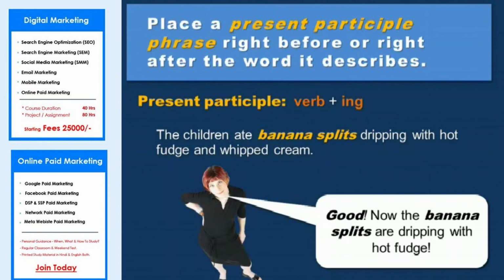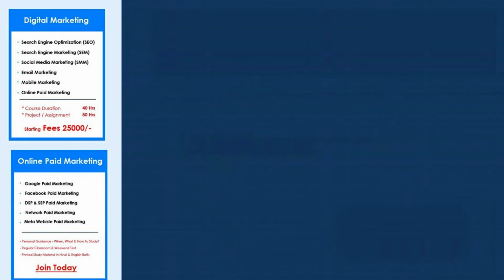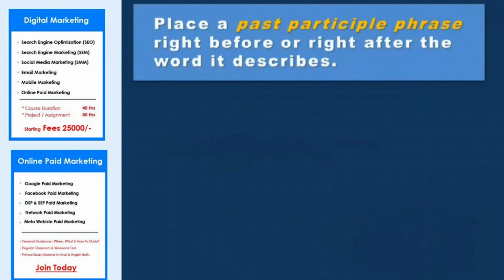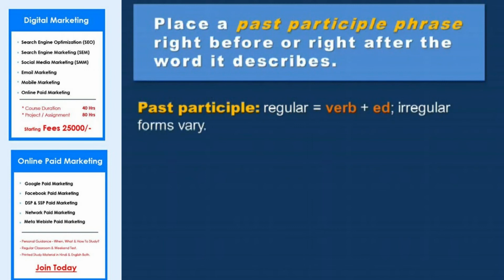Now, a past participle phrase should be placed right before or right after the word that it modifies, as we saw in the case of the present participle also. Now, what is the past participle form? Present participle was verb plus ing form. Past participle is verb plus ed form. That means the past form of the verb. The example coming up here.